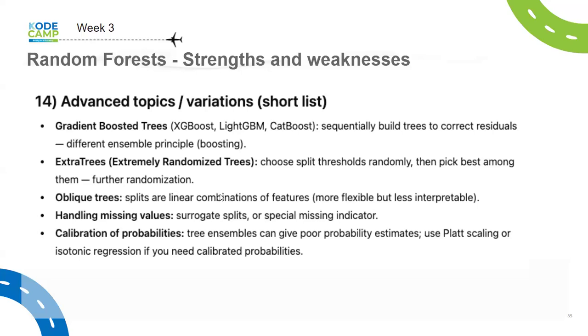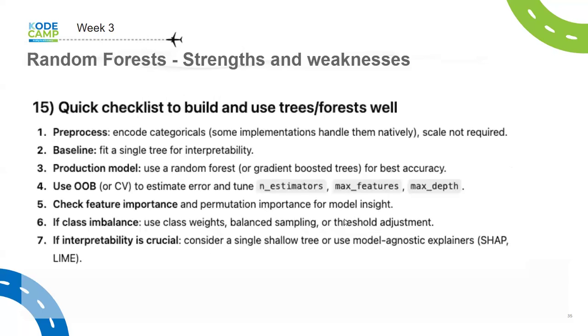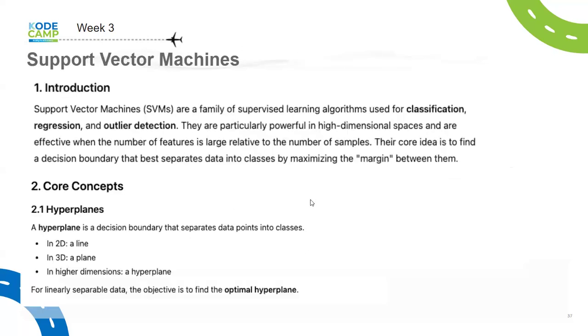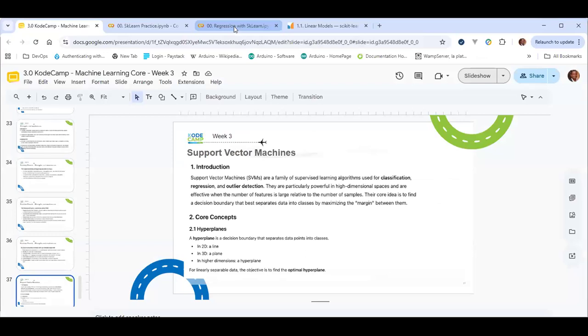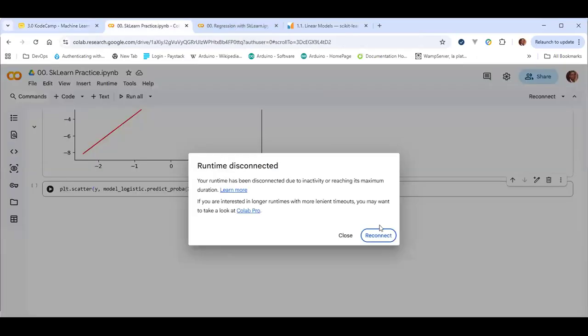Then oblique trees is where you have a linear combination of features, right? So oblique trees are more flexible, but all of this makes it less easy for you to look at the algorithm and see what it does. But again, all of these are mostly theoretical stuff.